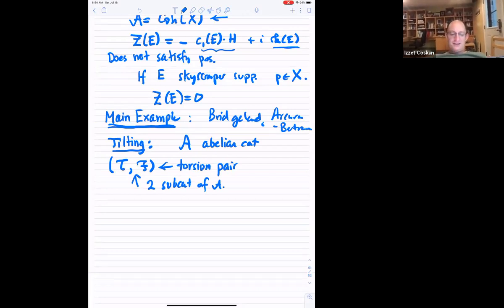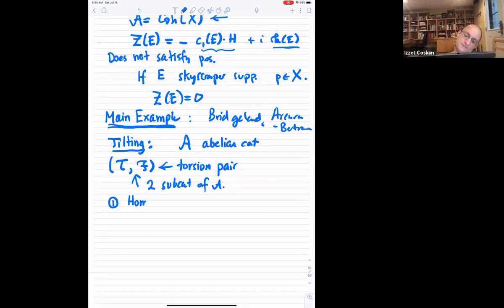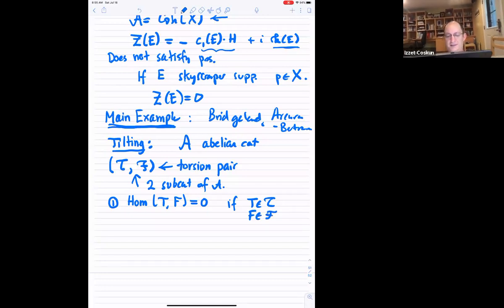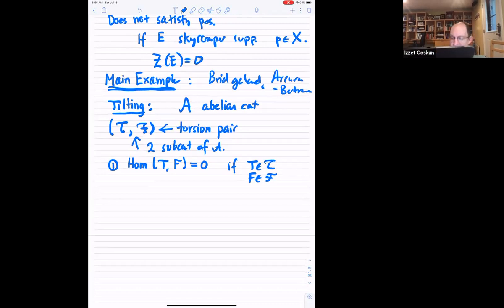and then it should satisfy the axioms that a torsion sheaf and a torsion-free sheaf should have, right? So now what are those? The first thing is that there should be no homomorphisms from T to F, that is Hom(T, F) should be 0, if T is in this T category and F is in this F category. And the way you remember this is that if you have a torsion sheaf and a torsion-free sheaf, you don't have any homomorphisms from the torsion sheaf to the torsion-free sheaf other than 0, right?